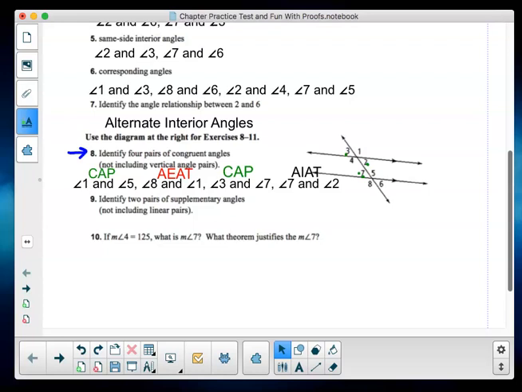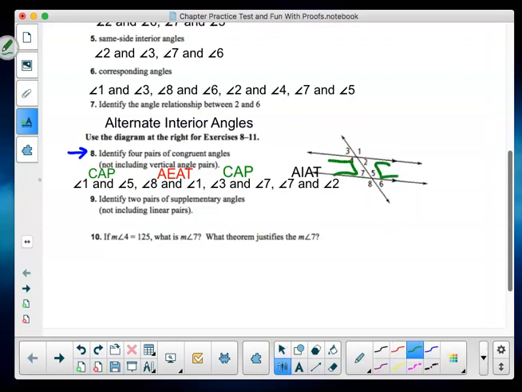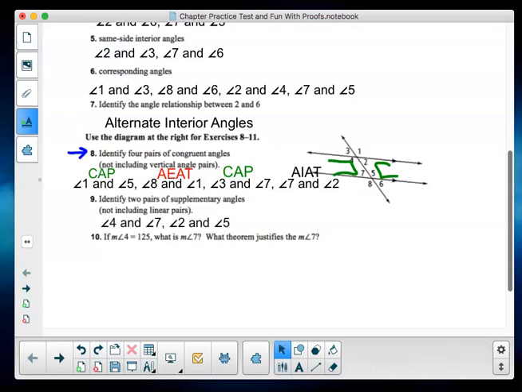But in 9, please look at 9, identify 2 pairs of supplementary angles, 2 pairs. Well, there are only 2 pairs of supplementaries. I got 4 and 7, and 2 and 5. Those are my supplementary angle pairs. Okay, and they'll add up to 180 degrees if I add them together because the lines are parallel.